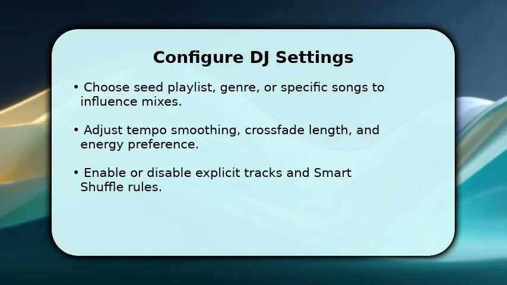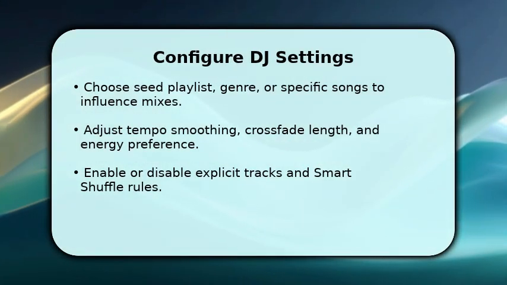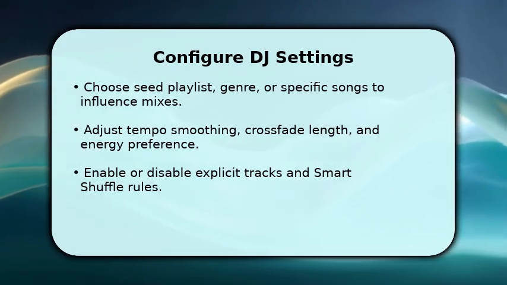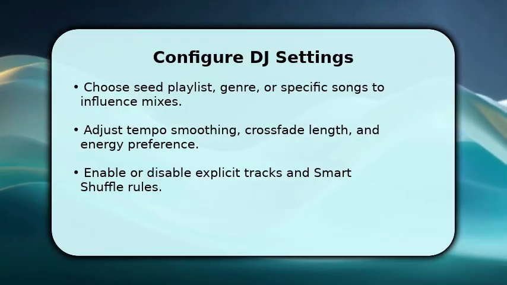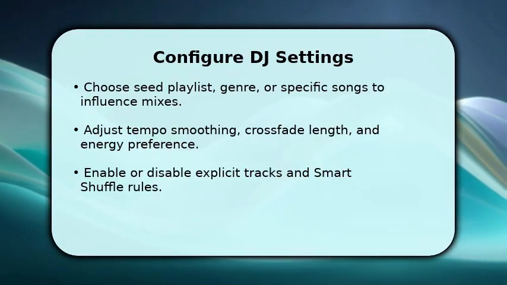Now you fine-tune how the DJ mixes. Select a seed playlist, genre, or a few songs. That tells the algorithm what to prioritize. Then adjust crossfade length and tempo smoothing so transitions feel natural. Higher smoothing reduces abrupt BPM shifts.